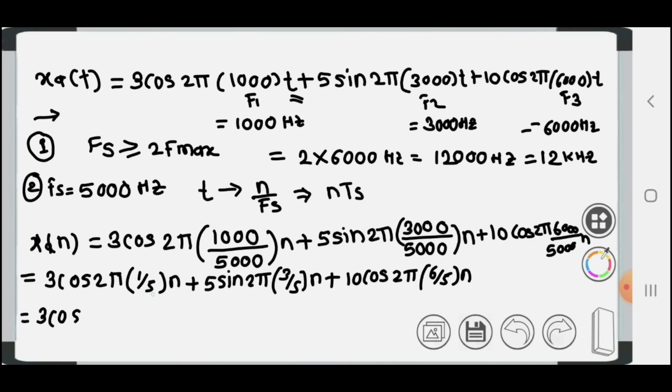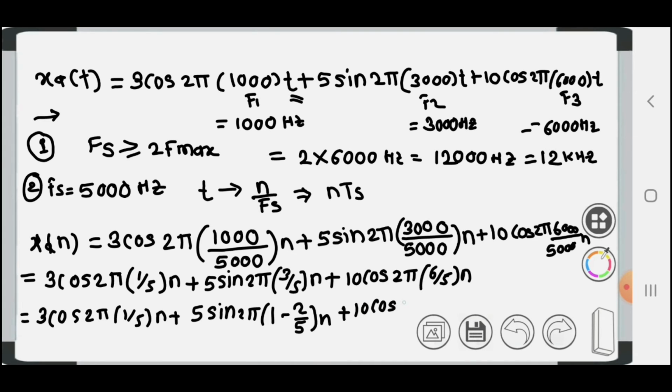As it is 1 upon 5, it is directly a multiple of 2π only, so there won't be any simplification. So it will be 1 upon 5. Then 5 sin 2π. See, there is 3 upon 5, so there are 3 multiples of this 2π. So make it like, we can write 3 by 5 as 1 minus 2 by 5, so that 5 minus 2 is 3. So it will be 3 by 5. So we are making it into a multiple of 2π only.